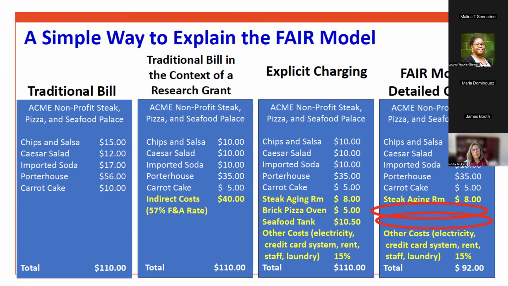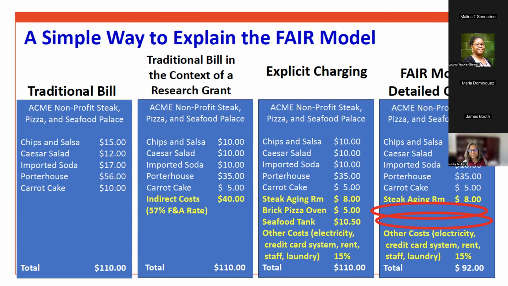Another way to look at it is, if we had the indirect costs for restaurants, we would have the same food, and you'll see that the prices are lower now because they're reflecting the actual price of the item. And then we have the indirect costs, which take into account all of those infrastructure things that supported you having your meal at the restaurant, right?